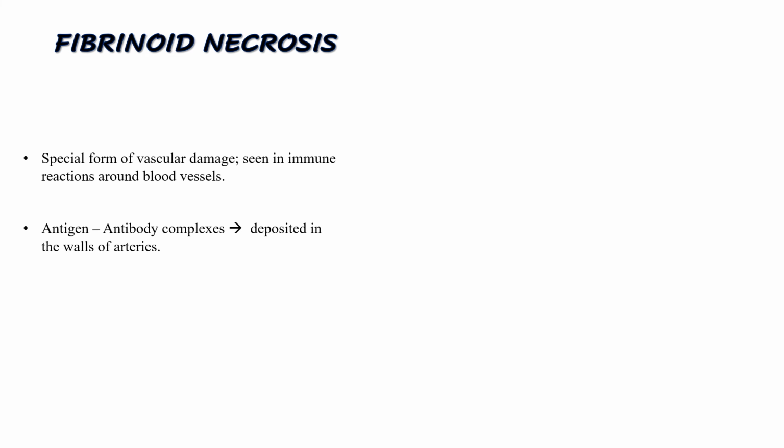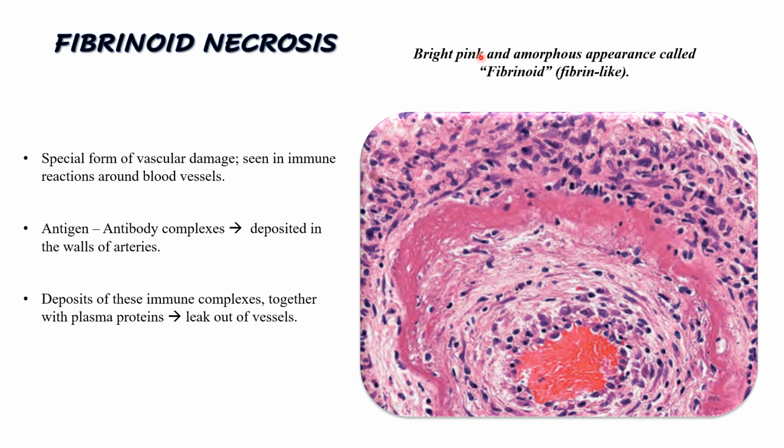The next one is fibrinoid necrosis. Fibrinoid necrosis is a very special form of vascular damage which is seen because of immune reactions around blood vessels. What happens is there are antigen antibody complexes which get deposited into the arterial wall, and these immune complexes together with plasma proteins leak out of the vessel, giving rise to a very bright pink amorphous appearance. You can see how fibrin like it is, and hence the name fibrinoid necrosis. This is the blood vessel and this is the necrotic part.